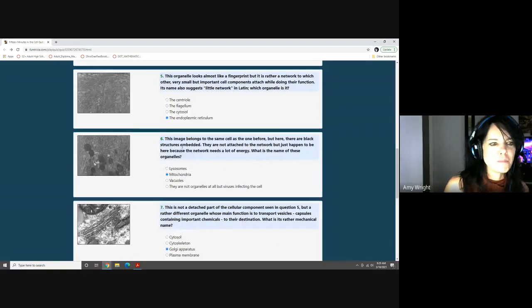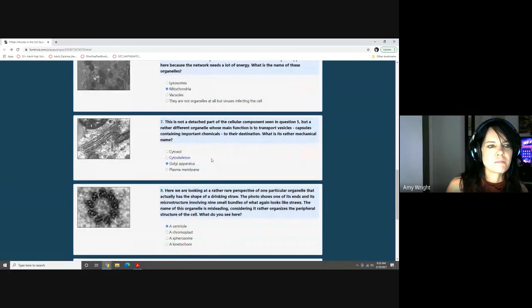This image belongs to the same cell as the one before up here, but here there are black structures embedded. They are not attached to the network, but just happen to be here because the network needs a lot of energy. What is the name of these organelles? Well, I knew right away that was mitochondria, because it needed energy, and mitochondria provides energy.